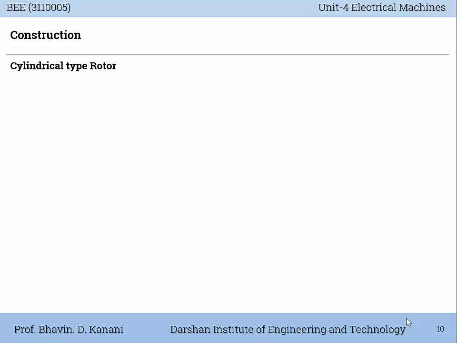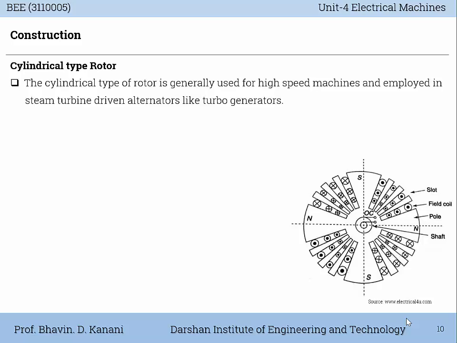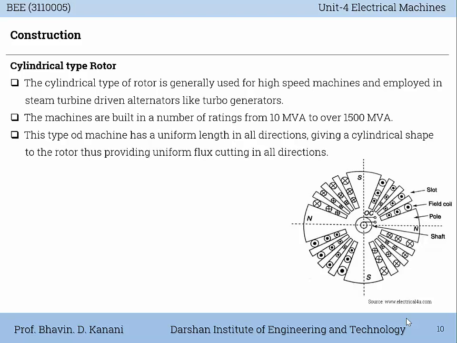Now, construction of cylindrical type rotor. This is very well explained by this diagram. The cylindrical type of rotor is generally used for high-speed machines and employed in steam turbine driven alternators like turbo generators. The machines are built in a number of ratings from 10 MVA to over 1500 MVA.